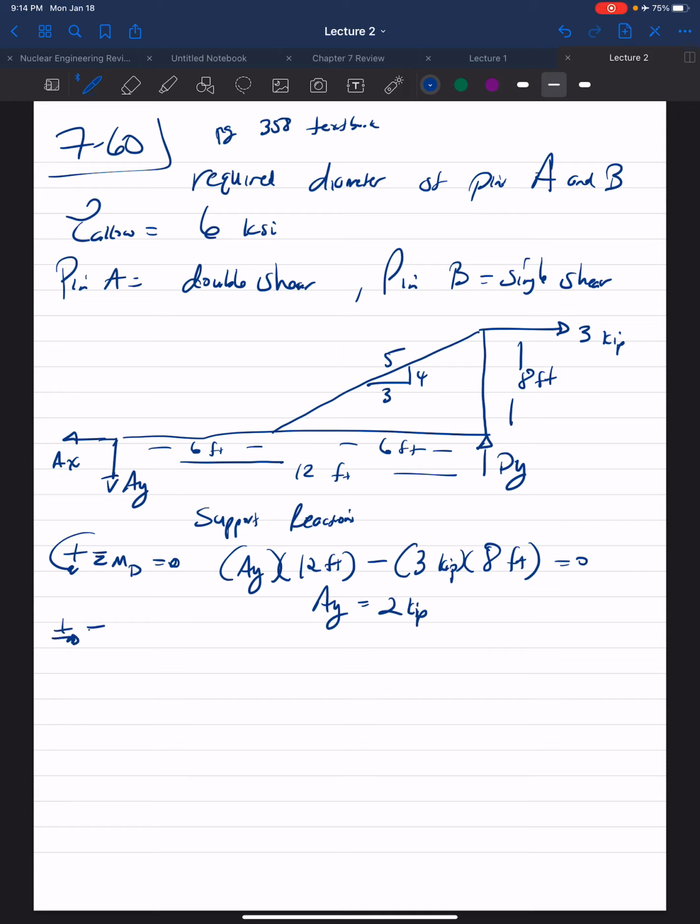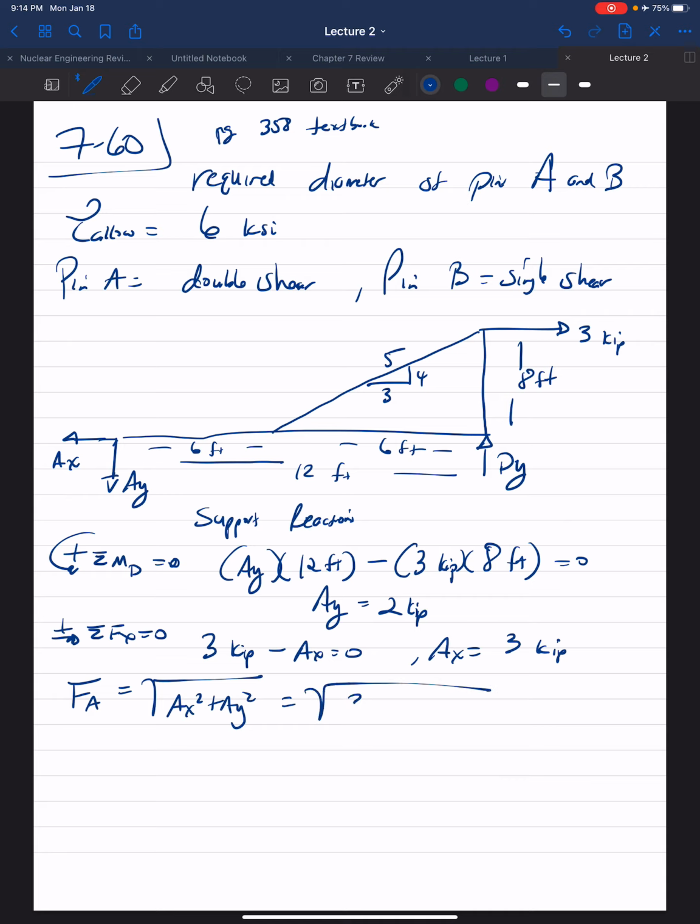Then sum our forces in the X direction. You have your 3 kip minus your AX equals 0. Therefore, your AX is equal to 3 kip. So then my FA, the force in the pin at A, is the square root of AX squared plus AY squared, square root of 3 kip squared plus 2 kip squared, 3.61 kip.